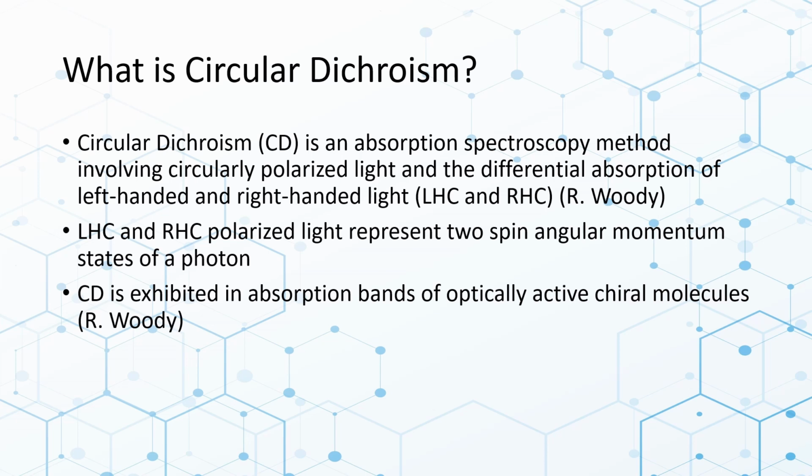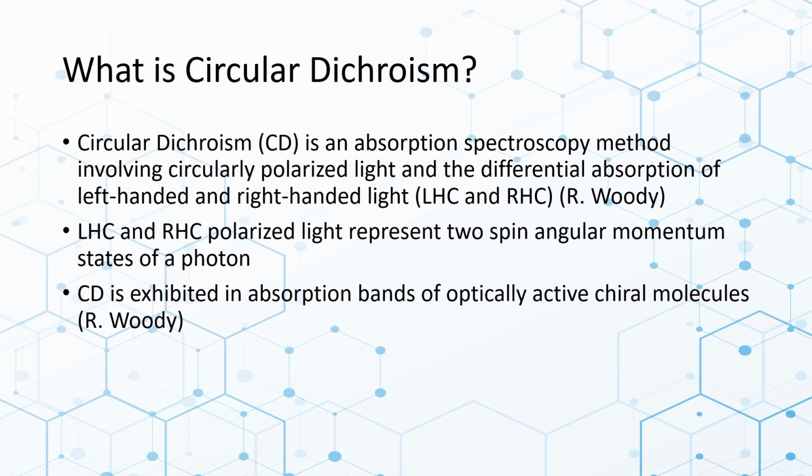Left-handed and right-handed circularly polarized light represent two spin angular momentum states of a photon. The handedness of the circularly polarized light describes the direction of rotation of the E field vector as seen by the observer. This is the common convention and the convention used throughout our experiment. If the spin vector and momentum are in the same direction, then it is right-handed.